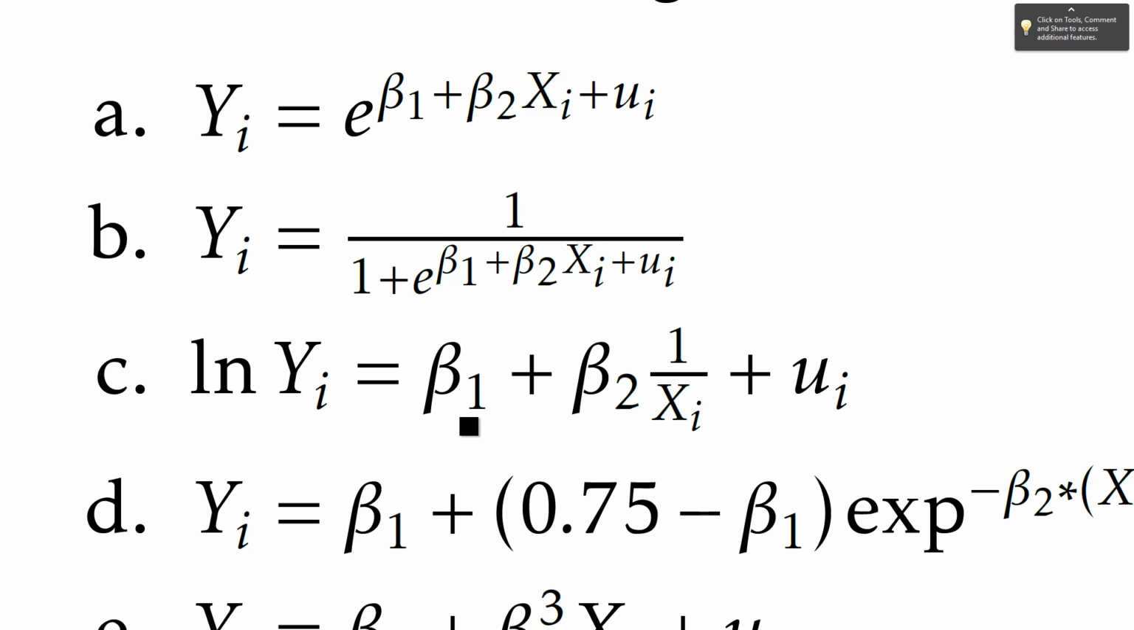Is it linear? Yes. Definitely, it is linear. Betas are just unchanged. What about this one? Let me make it a little bit smaller.